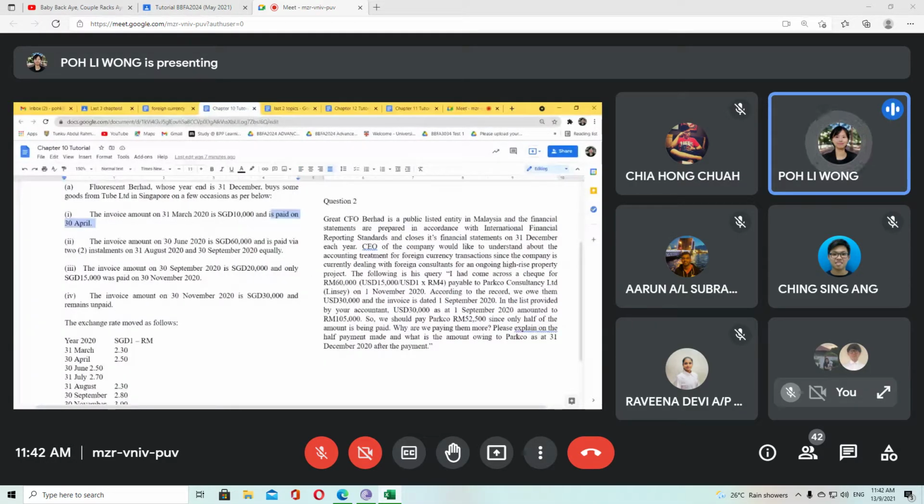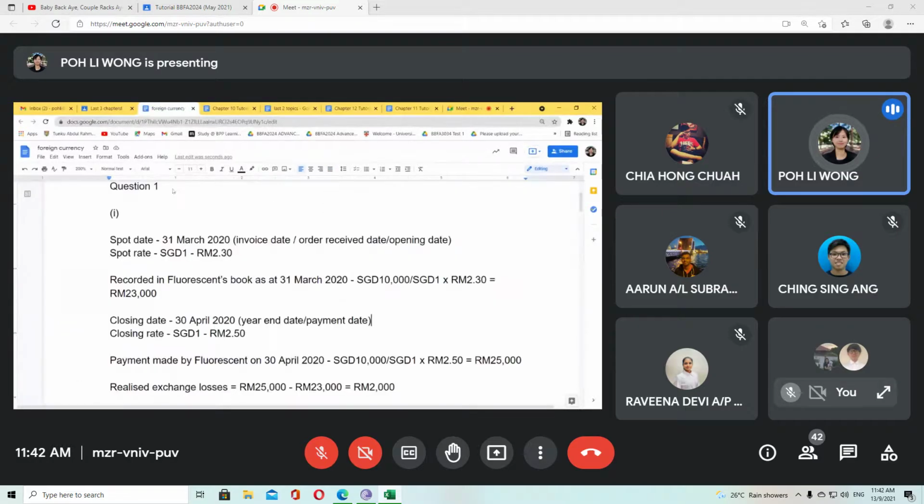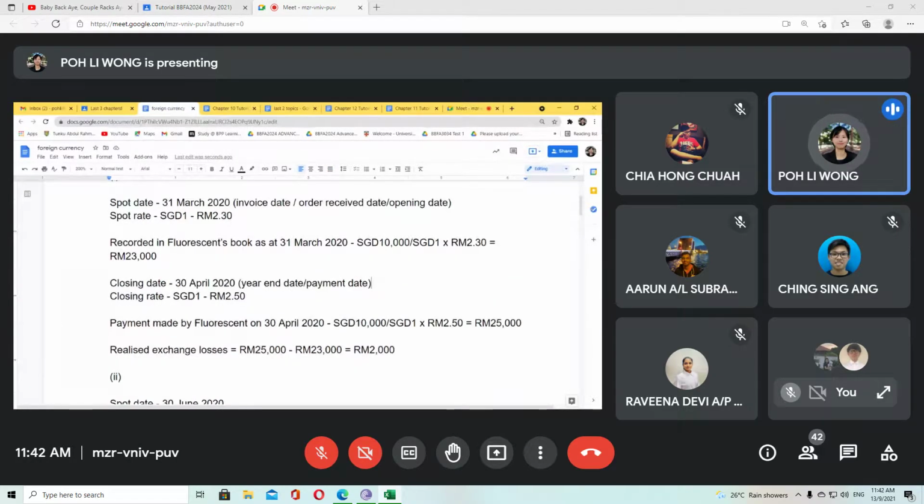So the closing rate will follow your closing date. So it's 2 ringgit 50 cents. Okay, so payment made by Florissant on 30th April will be 10,000 divided by 1 times 2 ringgit 50 cents. So it's 25,000. So recorded in the book was 23,000, but payment made was 25,000. So there is a realized exchange loss of 2,000.